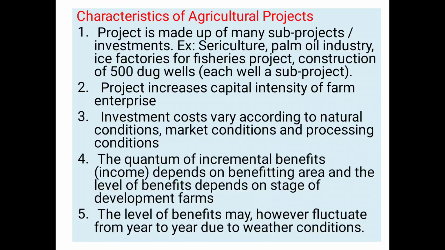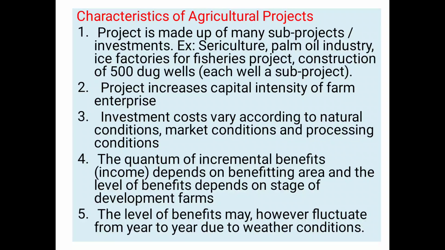Now we can see the next point, the characteristics of an agricultural project. There are important characteristics of an agriculture project. An agriculture project may be made up of many sub-projects or investments. For example, sericulture project, farm industry project, factory project, fishery, livestock. Those are different types of projects, or it is made up of different projects.